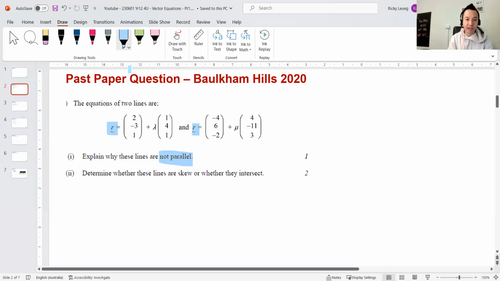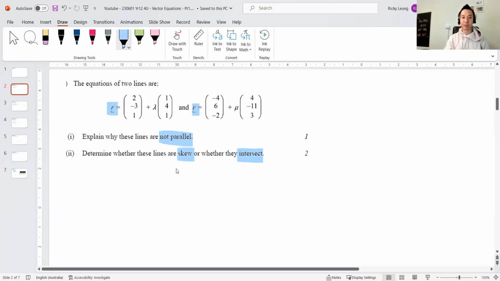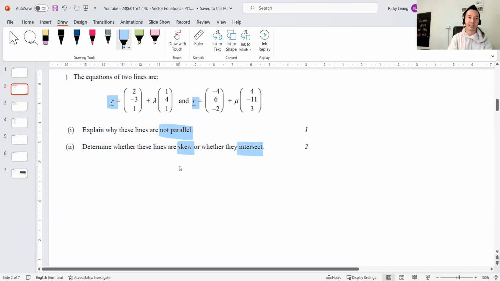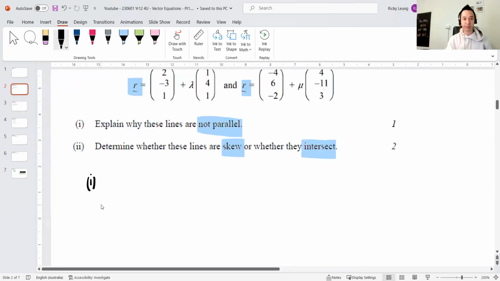And then determine whether the lines are skew or whether they intersect. So then we solve that simultaneously for x, y, and then sub it into z to see whether it's skew or they intersect. So this is as textbook as they come. Maybe part 1 has a bit more. So let me just zoom in and write a bit neater that way.